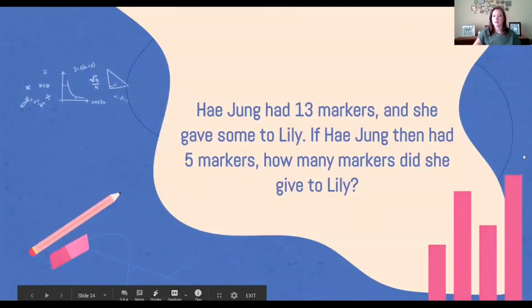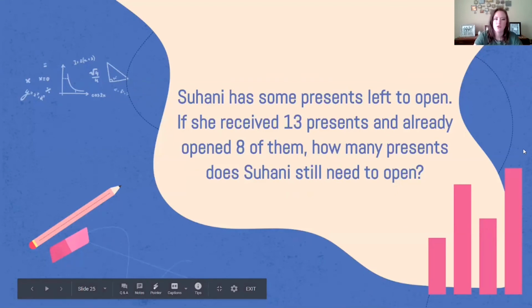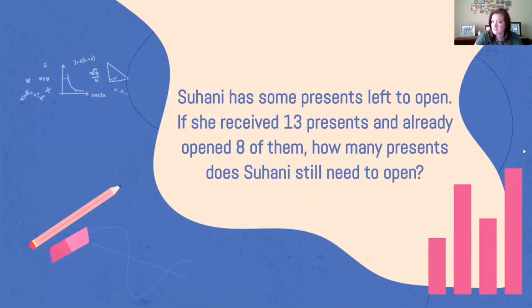All righty. All right, so now we're going to do another word problem. But this time I'm going to show you a new strategy using our tens and our ones places. Sound simple enough? Maybe? I don't know. Let's give it a try. All right, so I'm going to share my screen. Here we go. And are you ready? Let's hit it. So, Suhani has some presents left to open. If she received 13 presents and already opened 8 of them, how many presents does Suhani still need to open?